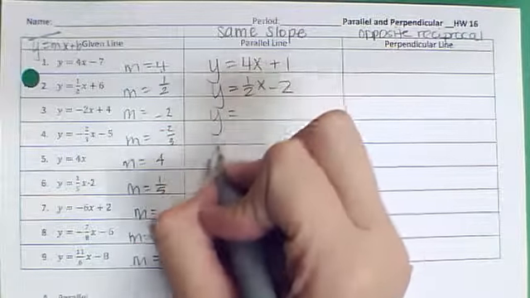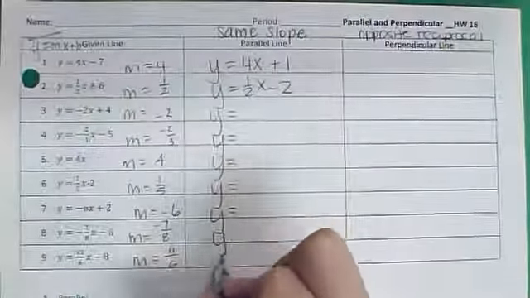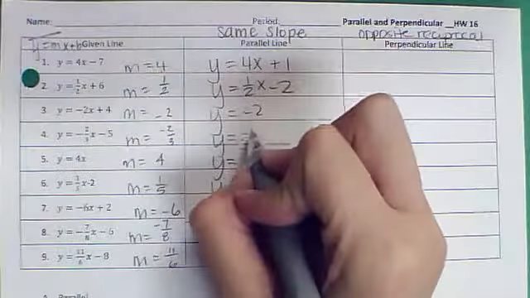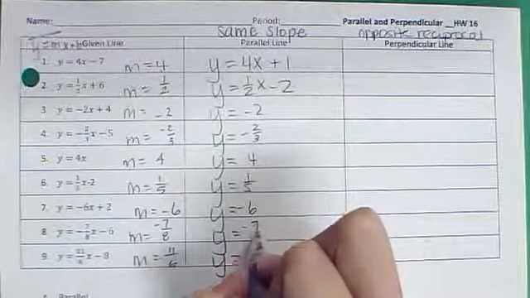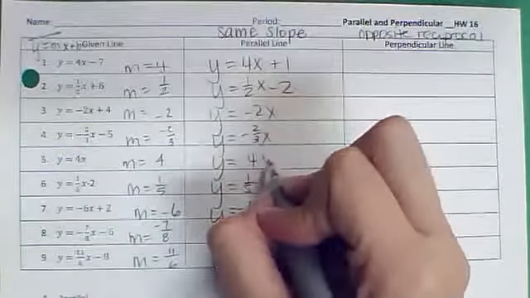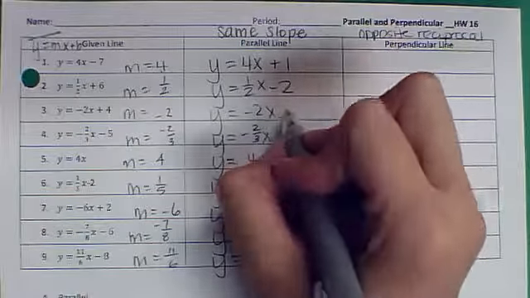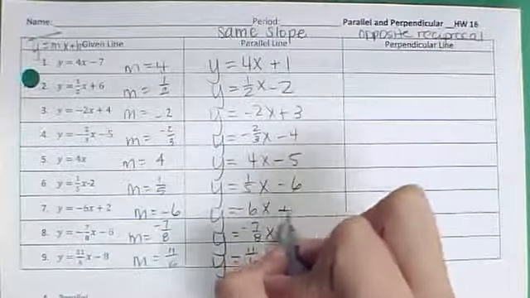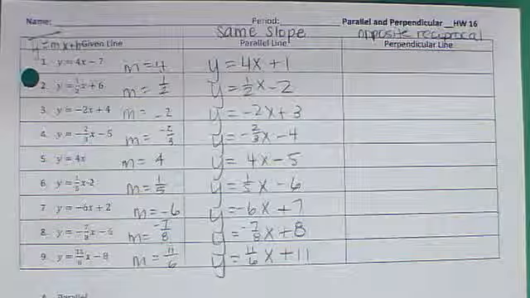So this next column, I'm going to go all the way down. I'm going to show you that every single one starts out as y equals m, which is our slope, so -2, -2/3, 4, 1/5, -6, -7/8, and 11/6, times x. And then it's plus b. It can also be minus b. So I'm just going to say plus 3, -4, -5, -6, plus 7, plus 8, plus 11. Why not? I can pick any number I want.